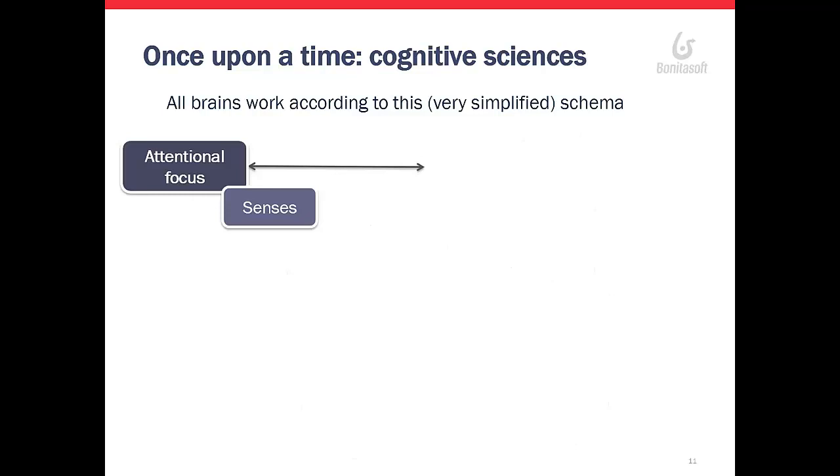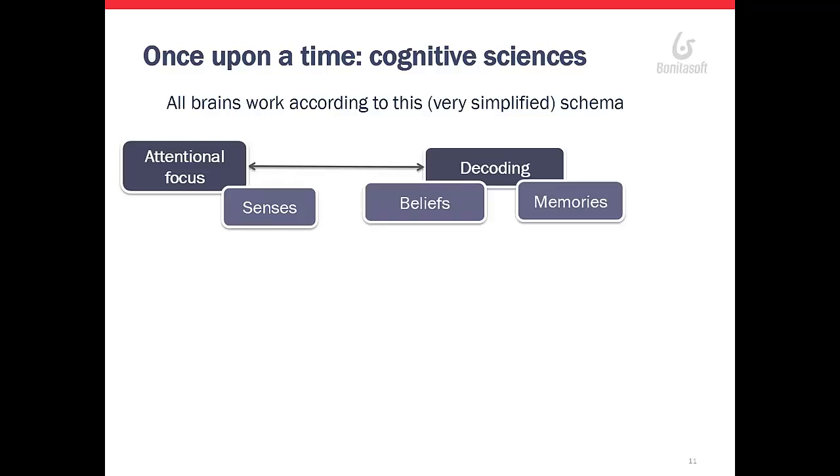So what we learn, and this is something that you can take away, is that all brains work according to this very simplified schema. First, when a user gets to a user interface, you need to catch the attentional focus. You need to bring eyes, since we are talking about applications and screens, to the right thing the person needs to see first. So you need to use the senses and the characteristics of the senses to view the information that is very important first.